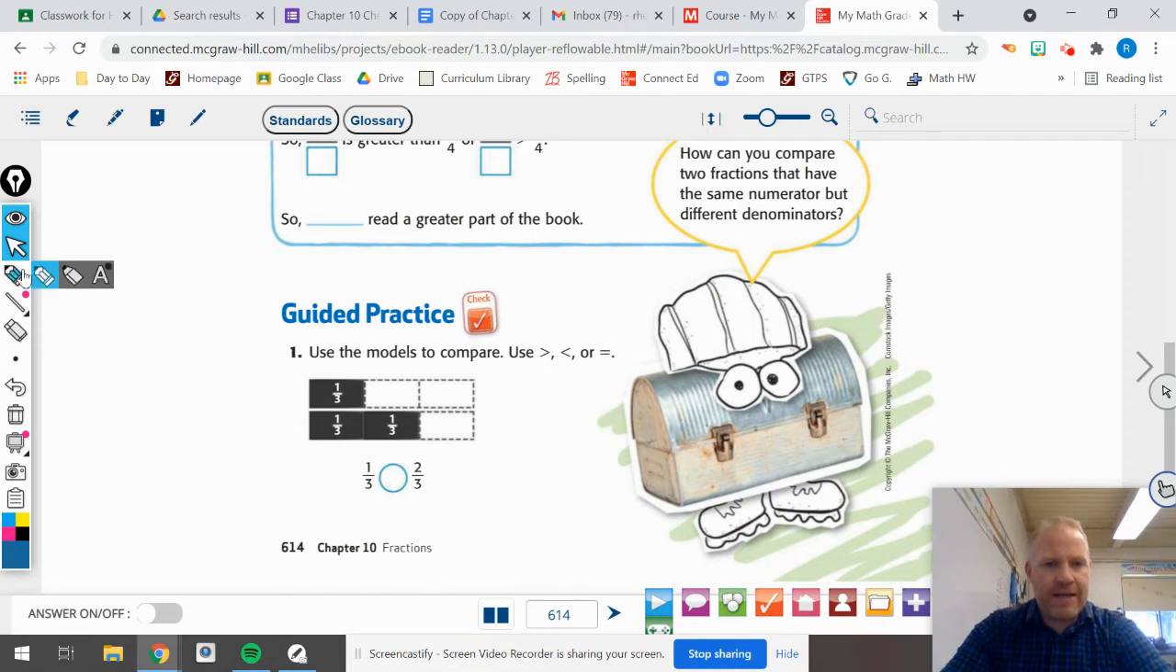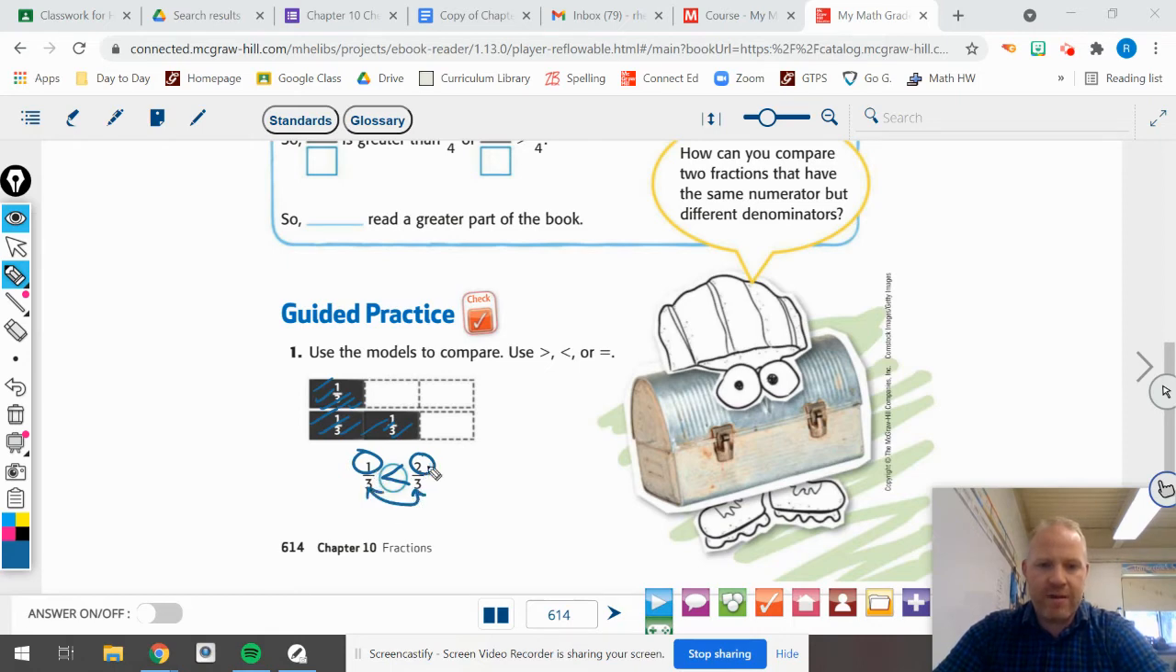Our guided practice today is looking at the models comparing using greater than, less than, or equal to. So 1/3 versus 2/3, which is larger? So 1/3 is less than 2/3 because 2/3 goes further or takes up more space in the fraction bar. So we have 2/3 is greater than 1/3. We can also see that because the 1 is smaller than the 2 and the denominators are the same.